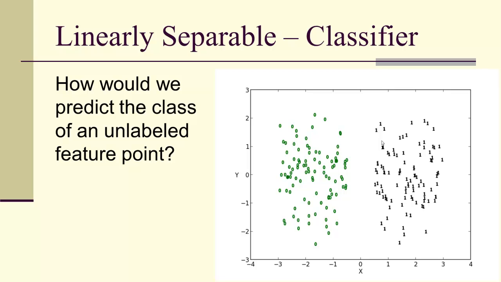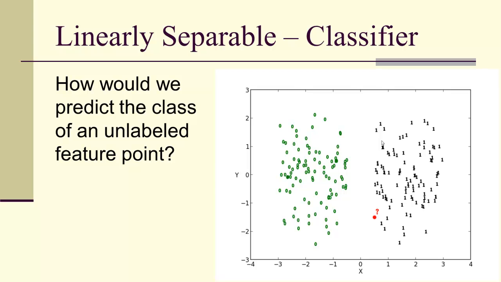So how would we predict the class of an unlabeled feature point? So suppose we have this point here, and we'd like to know what class it's in. Just looking at it, you say, well, it's probably in class 1. It's close to all the 1s. If we draw a straight line separating the 2 sets, then that straight line says that the red dot is on the side where the 1s are. And so in that sense, we would classify the red dot as being in class 1.